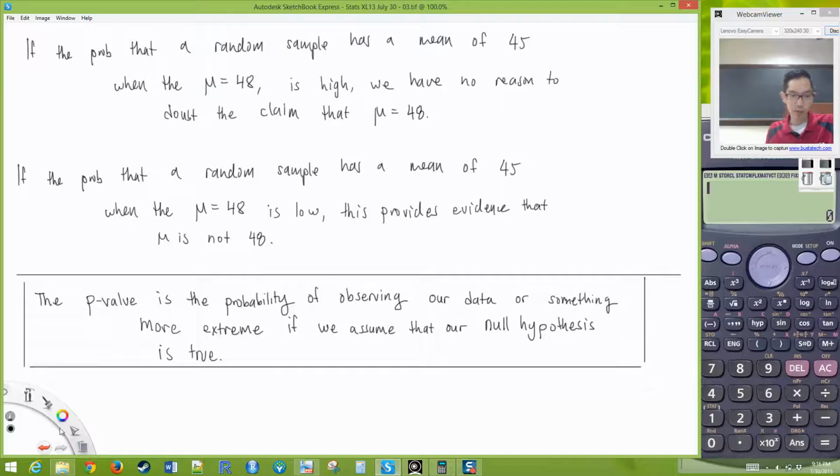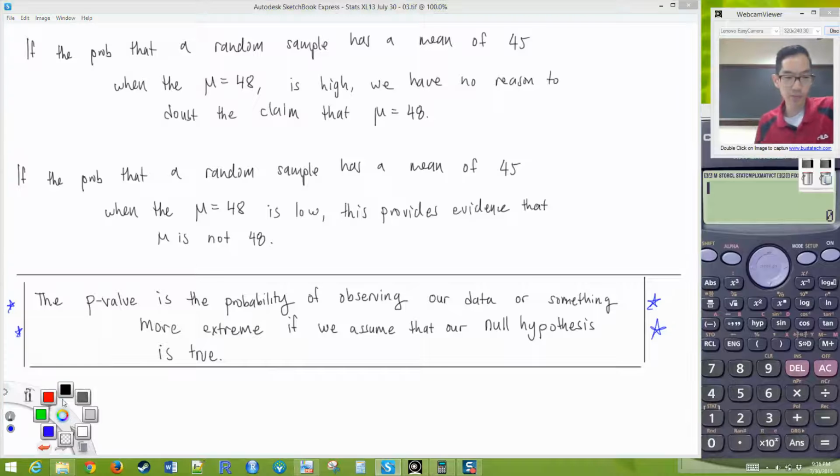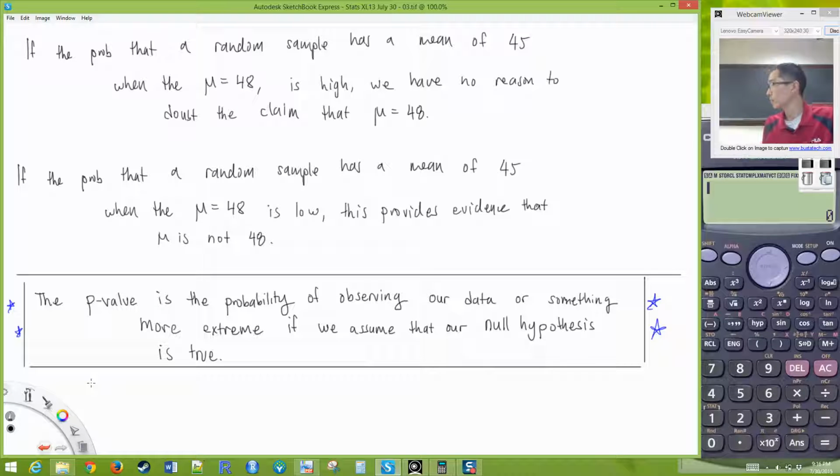I'll put stars around it to indicate that it's important. The p-value is the probability of observing our data or something more extreme if we assume that our null hypothesis is true. You got that down?